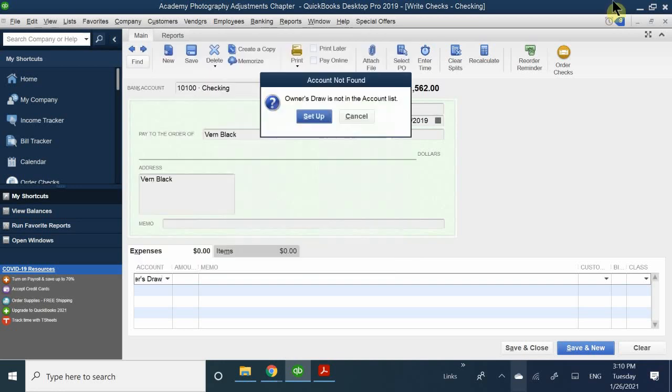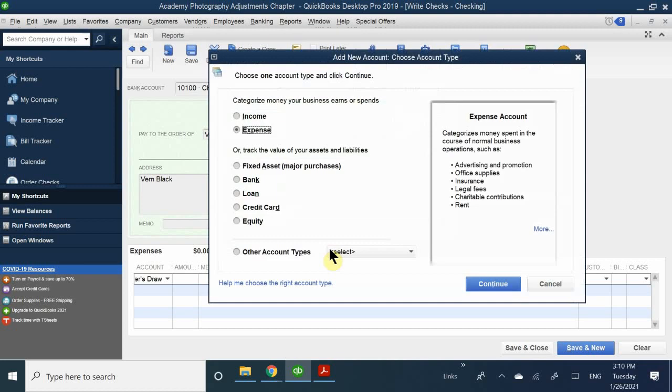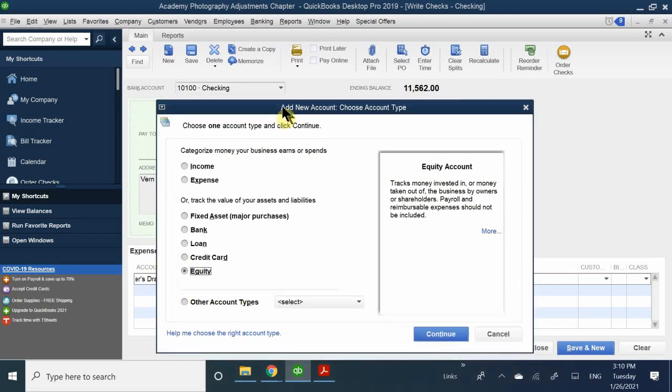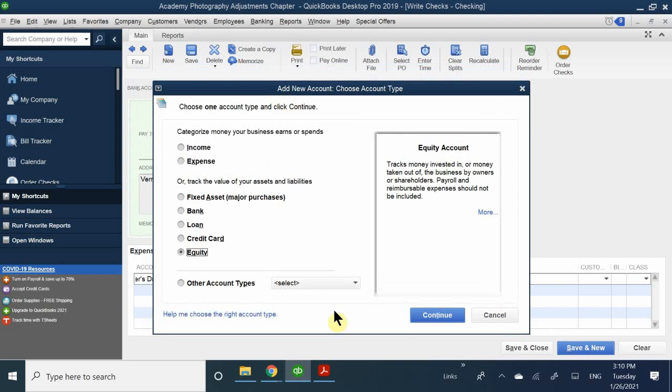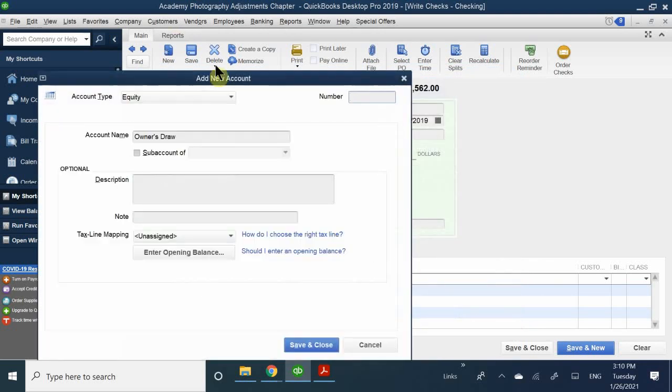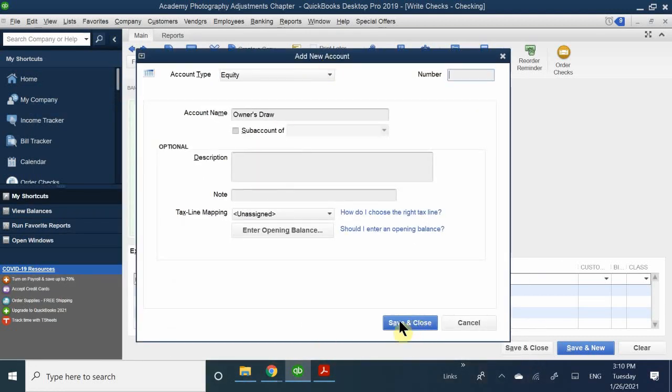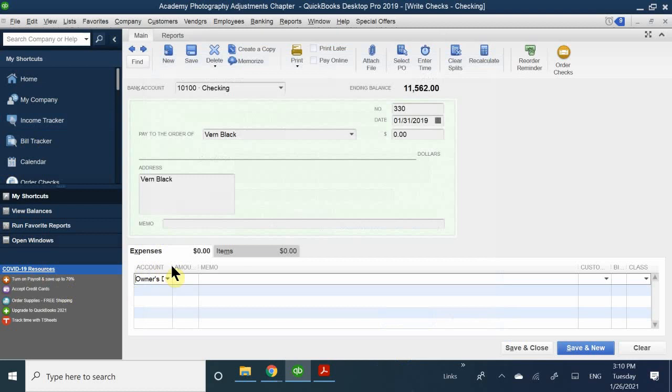Okay, and because we don't have that account, we're going to have to set it up. Again, an owner's draw account is going to be an equity account. Okay, because essentially we're taking away from the company, right? And then I'm going to go ahead and click continue. So now it's going to say you need to set up account number, description, and whatnot. I'm going to do that later, so I'm going to go ahead and click OK. So here you go. Now I actually have an owner's draw account.